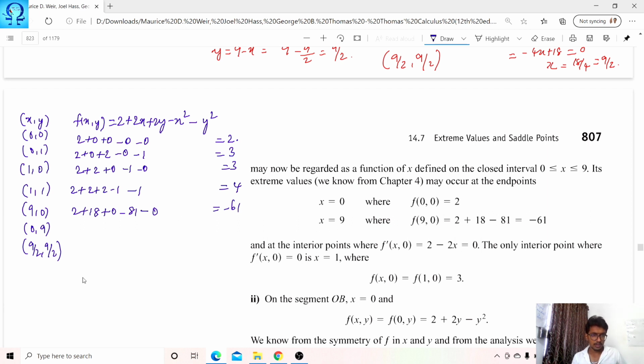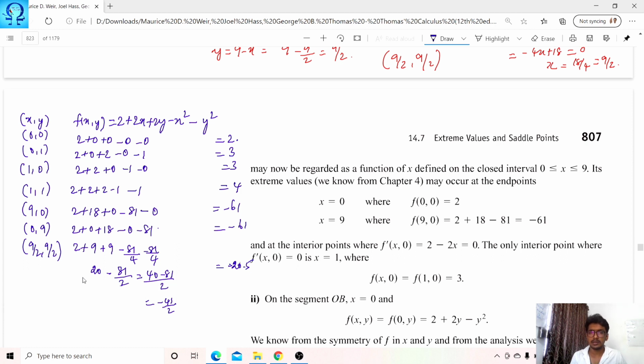If I substitute this also, I am going to get 2 plus 0 plus 18 minus 0 minus 81. It is again minus 61. And when I substitute 9 upon 2, it is 2 plus 9 plus 9 minus 81 upon 4 minus 81 upon 4. So I can see it is 18 plus 2, 20 minus 81 upon 2. So it is 40 minus 81 upon 2, that is minus 41 upon 2, that is minus 20.5.